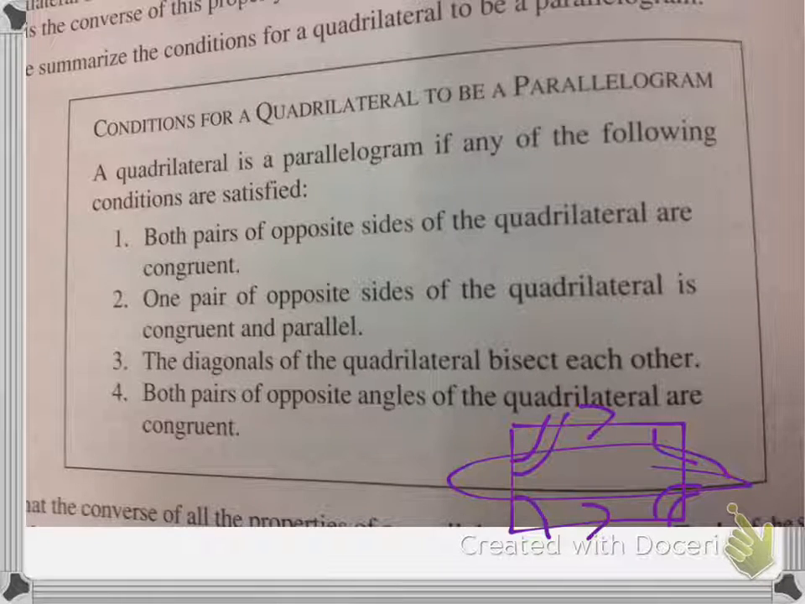Three, the diagonals of a quadrilateral bisect each other. So the only way that you can cut a diagonal through the middle of the object and bisect each other is if it is a parallelogram. And then the last one is both pairs of opposite angles of a quadrilateral are congruent. So both pairs of opposite angles are congruent. And again, that goes back to both pairs of opposite angles of a quadrilateral are congruent.